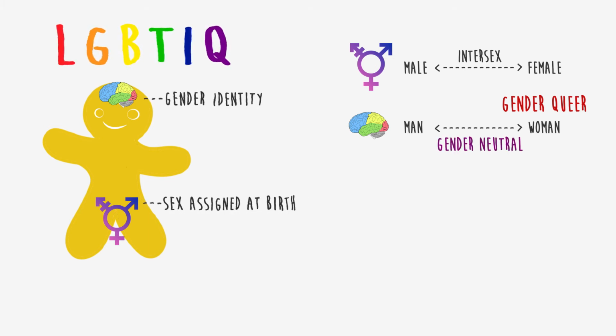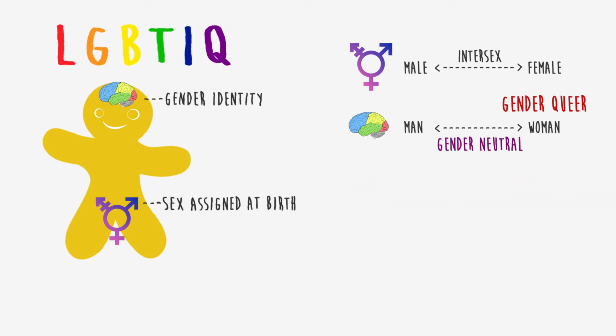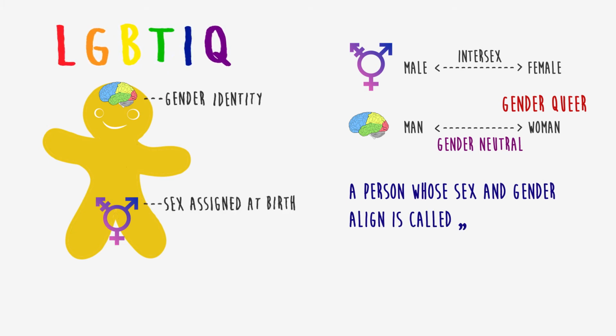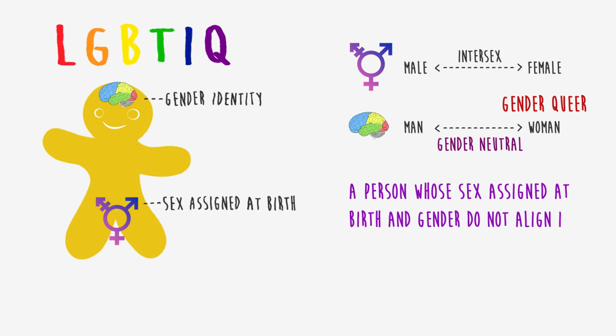This means that a person identifies neither as a man nor as a woman. They might want to use pronouns they, them, their. Some people's sense of gender identity varies over time. They can identify as gender fluid. A person whose sex and gender align is called cisgender, while a person whose sex assigned at birth and gender do not align is called transgender.